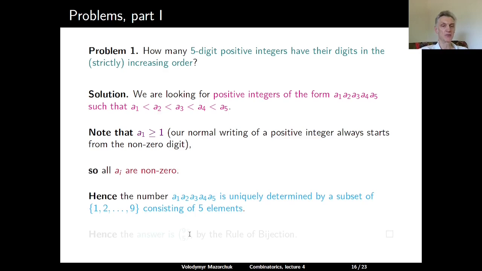And so such a number is uniquely determined by a subset of {1, 2, 3, 4, 5, and so on, 9}, consisting of 5 elements. So by the rule of bijection, the number of our 5-digit positive integers with strictly increasing digits equals the cardinality of 5-element subsets in a 9-element set. So the answer is 9 choose 5.